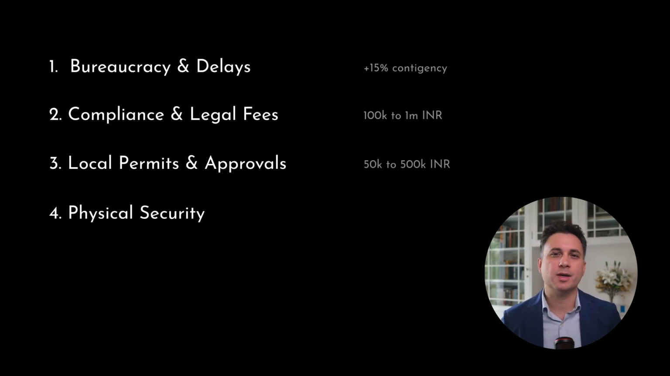Physical security is also something to take note of. Depending on your location and industry, security costs like personnel and surveillance systems can be significant. Budget at least 5 to 10% of your operational expenses for this.